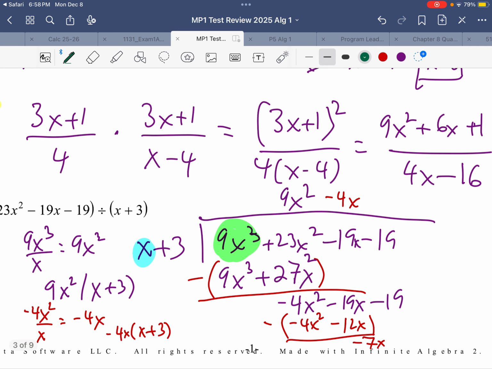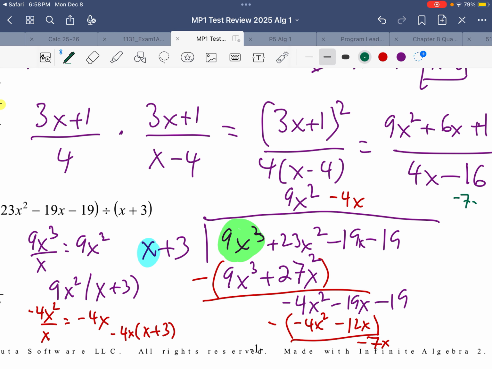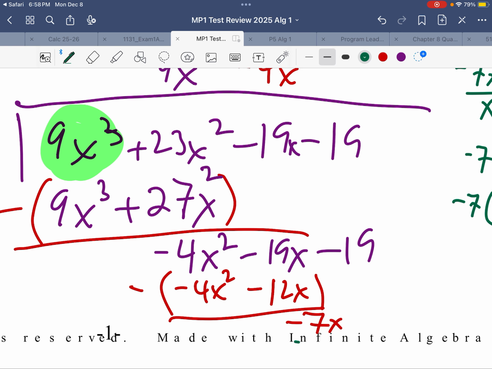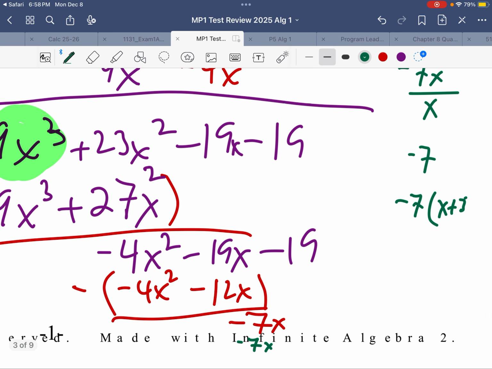I'm going to then take my negative 7x, divide by x, and get negative 7. I'm multiplying x plus 3 times negative 7, which I've not left myself enough room for, but I would take away 7x and then minus 21.